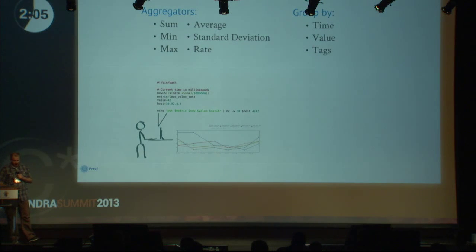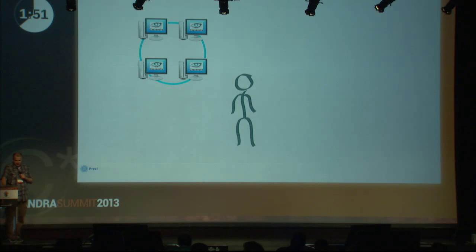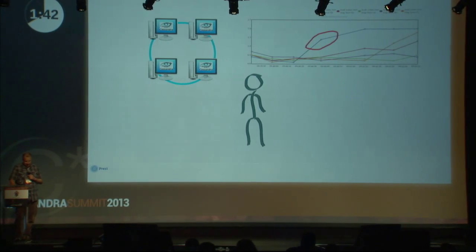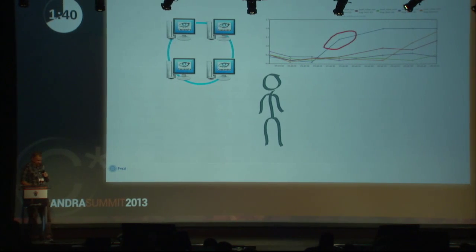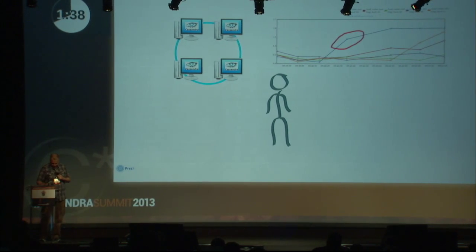KairosDB provides data aggregators to combine the thousands of metrics his system will produce. KairosDB can also group the data by time, value, and tags that he associates with his data points. Eager to get started, Bob sets up a small Cassandra cluster, deploys his scripts, and begins gathering the data from his systems. Using the features in KairosDB, Bob is able to quickly identify the system and application that is causing his network problems.